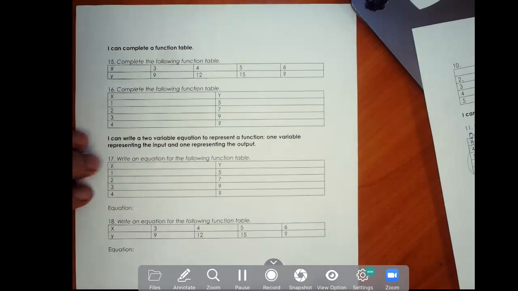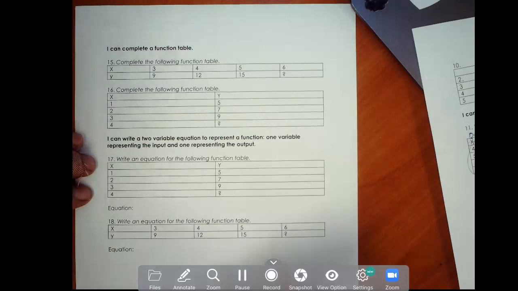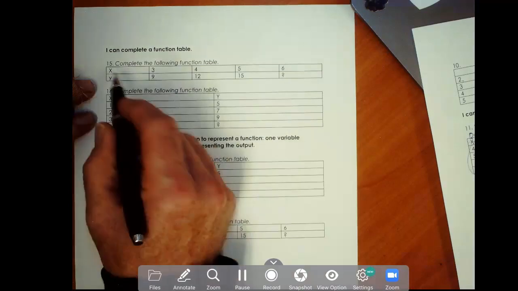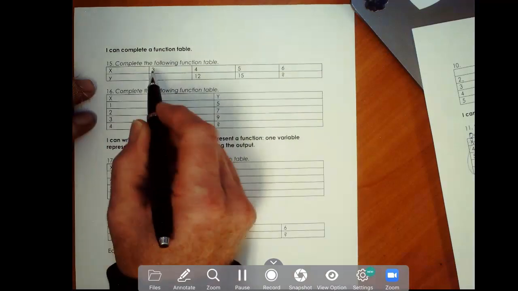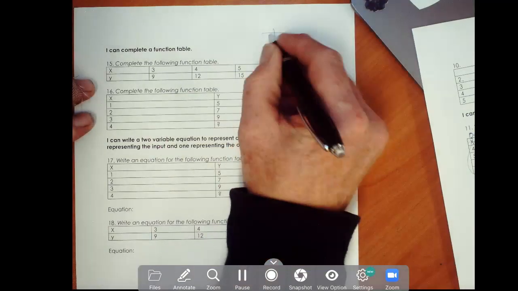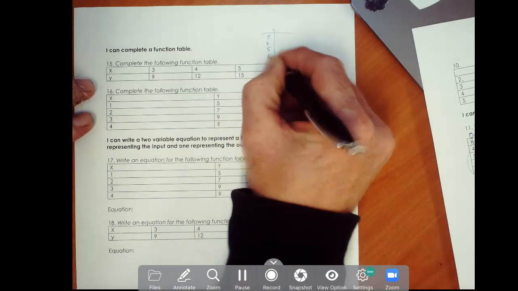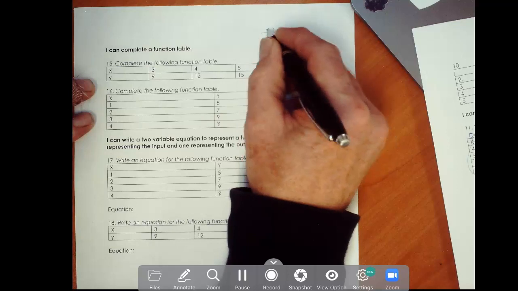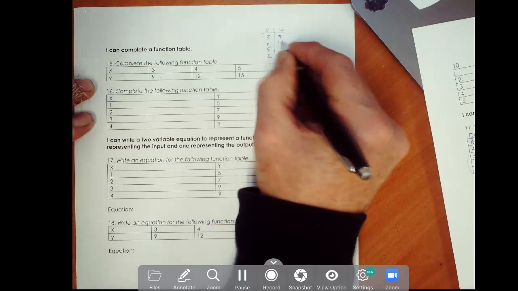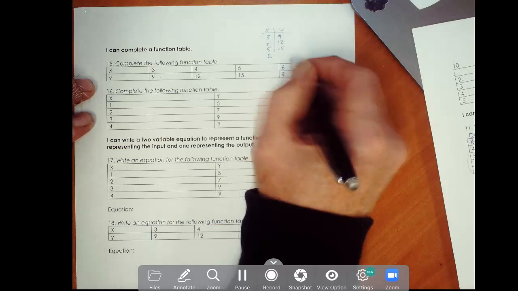Okay, here's the final target. This is completing function tables. This is started 1.10c, so we're looking at this table on the x's. We've got 3, 4, 5, and 6. Now this is the same table as 3, 4, 5, 6, just laid on its side. Here's the x and here's the y. We've got 9, 12, 15. And we're looking for this one.